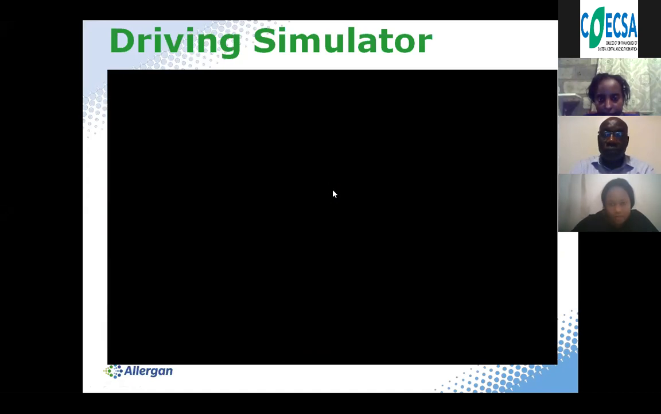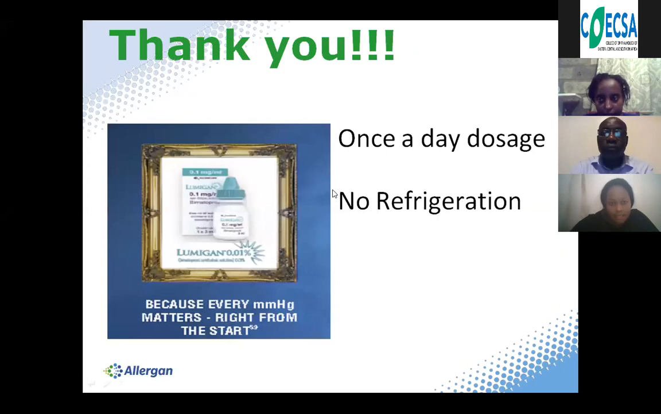So I think that ends my talk. And just an endpoint: Lumigan presents as 0.01 in a 2.5 ml bottle, with a dosage of once a day, and usually requires no refrigeration. Thank you.